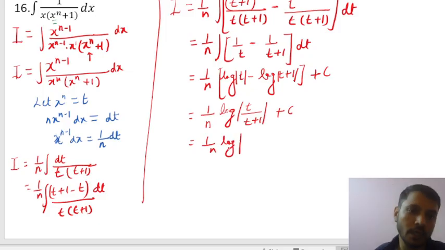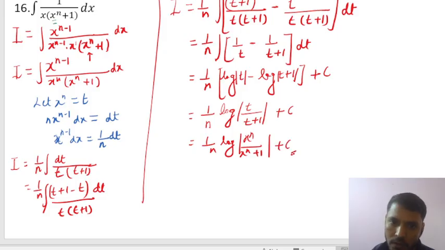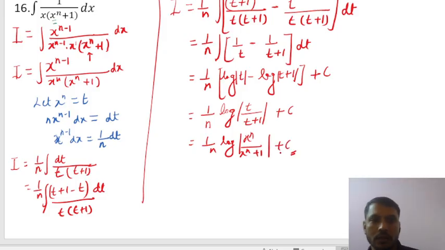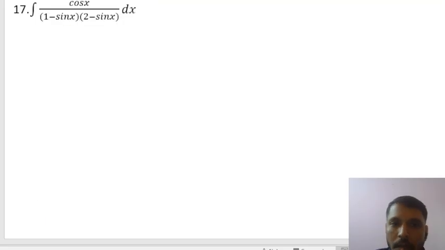Log t is equal to, we have x to the power n. So it will become x to the power n divided by x to the power n plus 1, and here plus c. So this is the final answer of question number 16. Right? So what is the next question? The question number is 17.